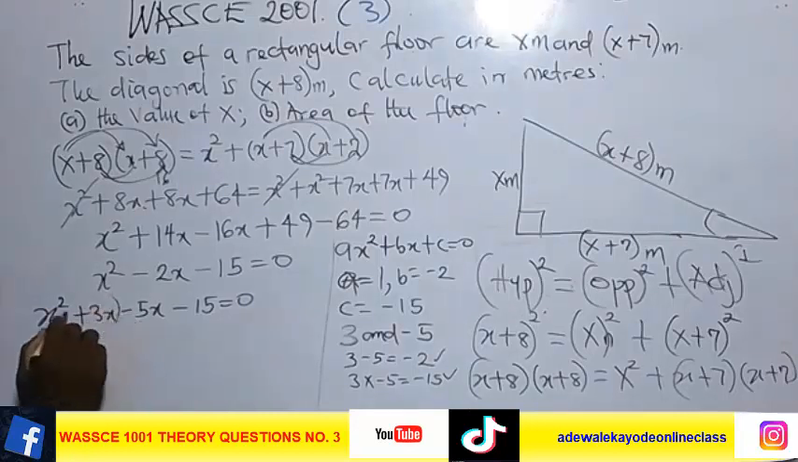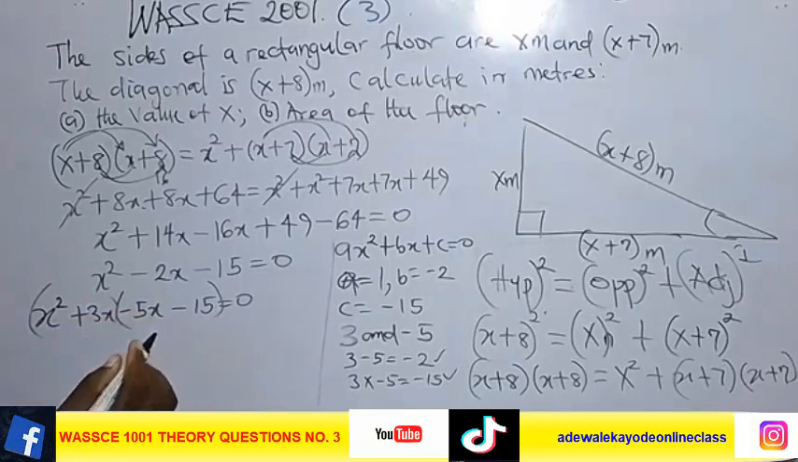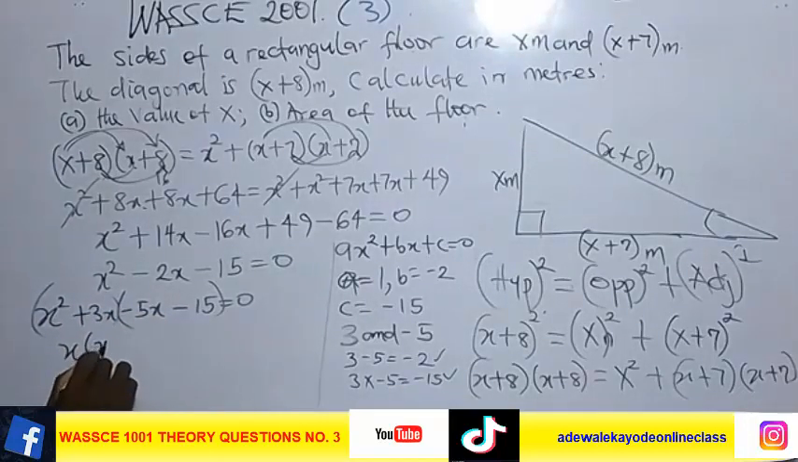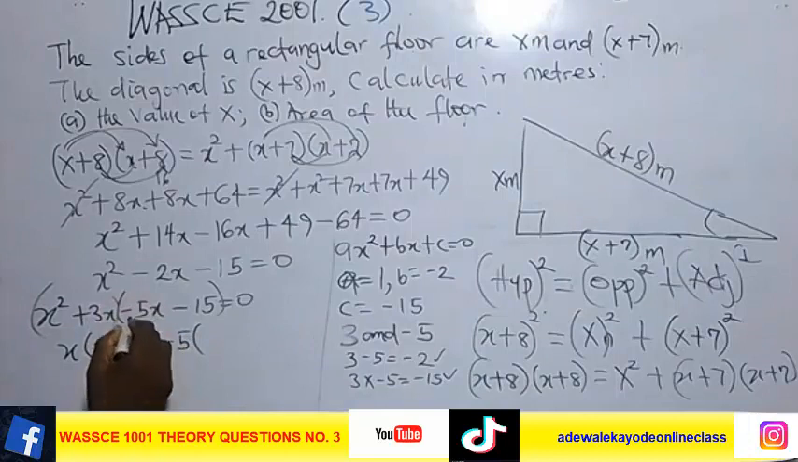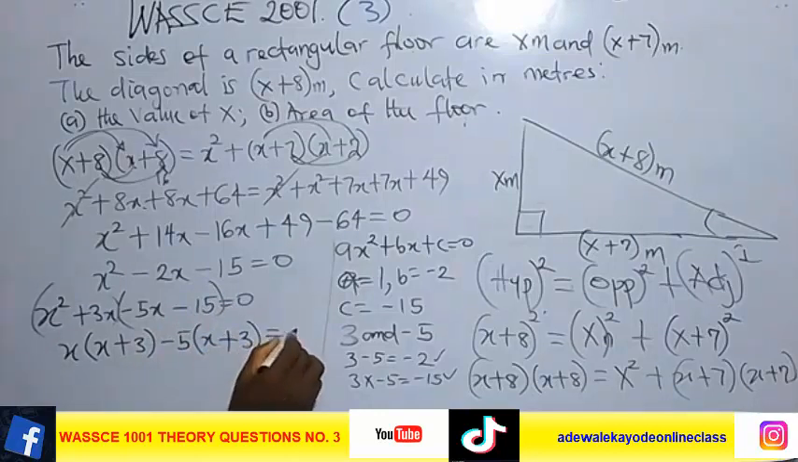So at this point now, what do we do? Great. You group this. Once you group this, it is a simple factorization. What is common here? x is common here. We take x plus what? Plus 3. What is common here? Minus 5 is common. When you use minus 5 to divide minus 5x, that will give us x. Minus 5 divided by this, that will give us what? Plus 3 equals to 0.